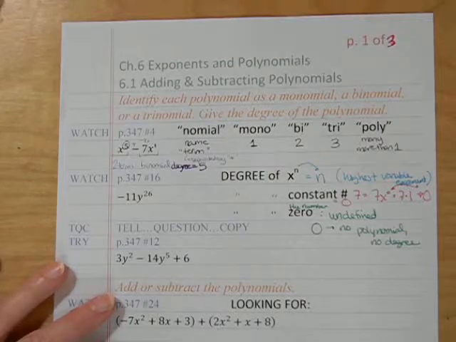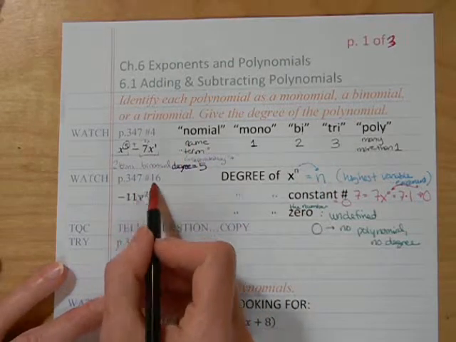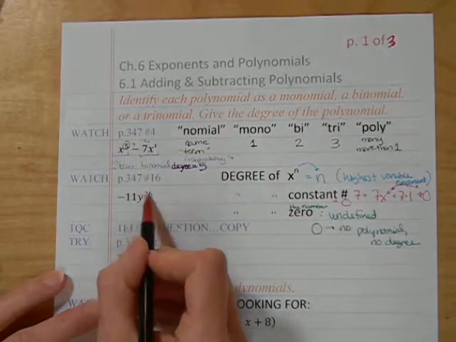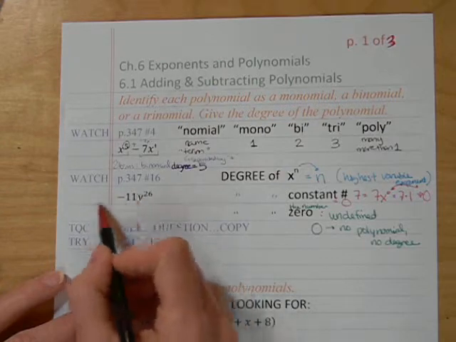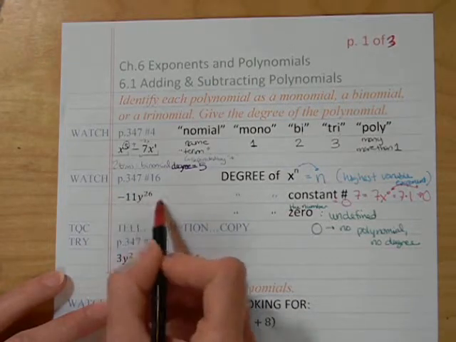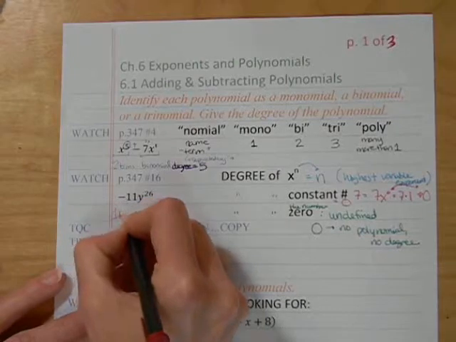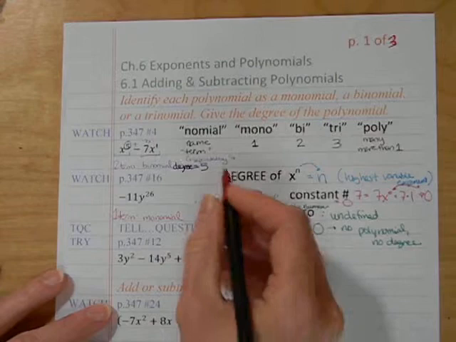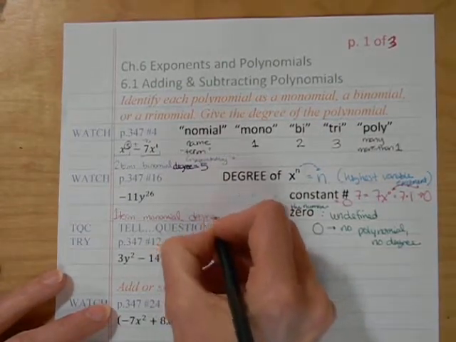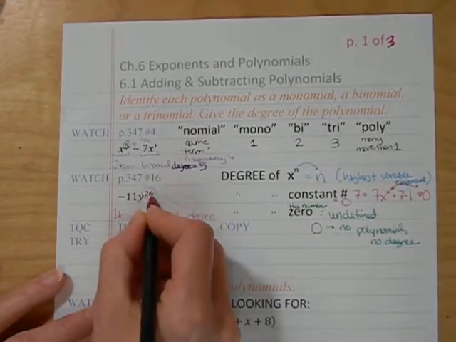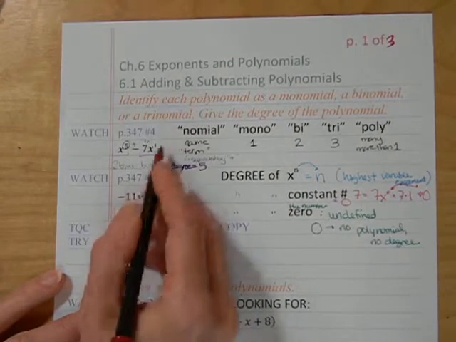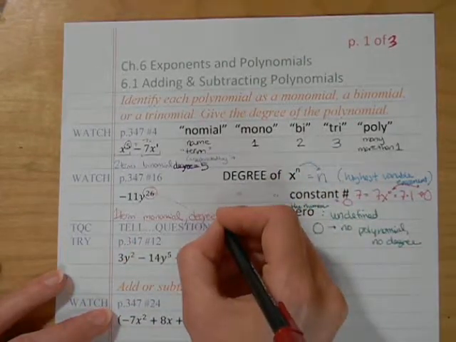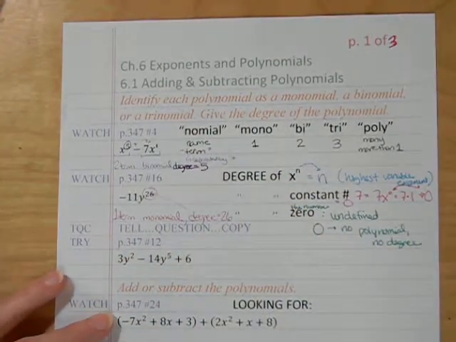Okay, let's do another one. Page 347, number 16. Negative 11 y to the 26. Yes, there's a minus out here, but there's no other term being added or subtracted. So this is just a single term. This is one term, which we would call a monomial. And then the degree, again, is your highest exponent of the variable. If there were more terms here, we'd be able to compare, but with the one term, we just take the degree of the variable. So our degree here is equal to 26.